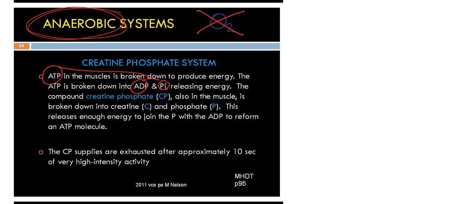Now the stores of creatine phosphate and ATP that are stored within the muscle will be exhausted after approximately 10 seconds of very high intensity activity.